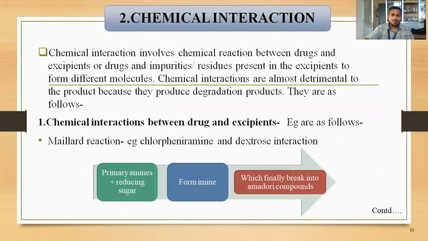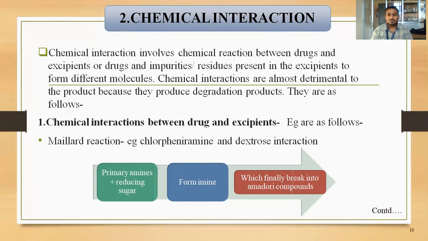Next, the chemical interactions. Chemical interaction involves a chemical reaction between drugs and excipients. When you are going for chemical interaction, some chemical imbalance or some chemical changes should be there. How will it occur? By chemical interactions, like impurities and residues present in the excipients reacting with different molecules. Chemical interactions are almost always detrimental to the product because they produce degradation products.